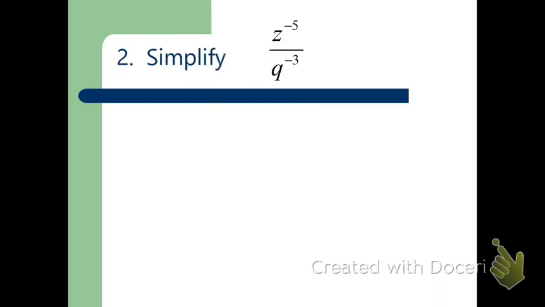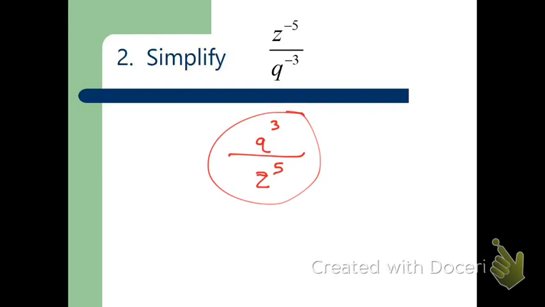Yep, so let's look at this one. Look, Z's unhappy and Q's unhappy. Let's make Z happy. Where does Z go? The bottom. And it becomes Z to the happy 5. And we mean happy by positive. Q's unhappy in the bottom. Let's put Q in the top and make Q a happy 3.